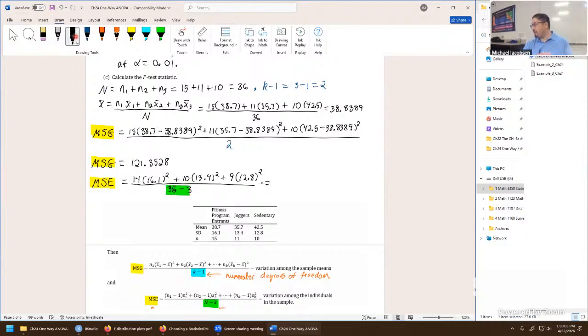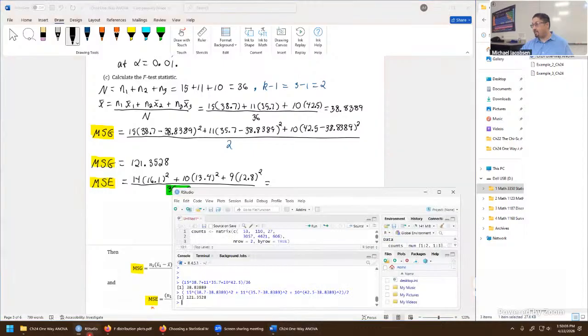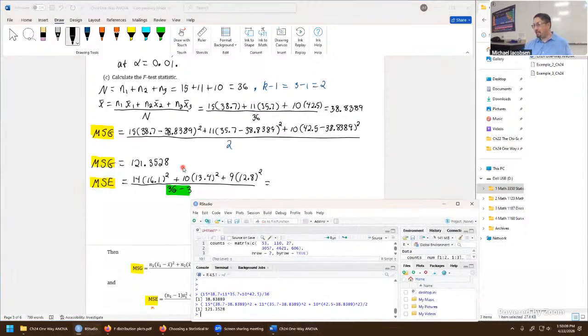So we're nearly there. We can now throw this into the calculator. Just another computation and get 14 times 16.1 squared plus 10 times 13.4 squared plus 9 times 12.8 squared. Divide the whole thing by 33, and this is now the pooled variance, 209.0636.